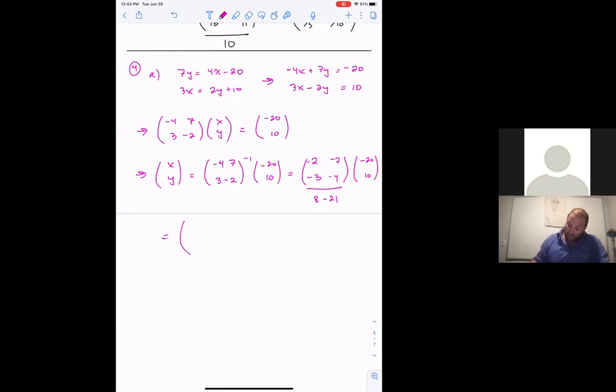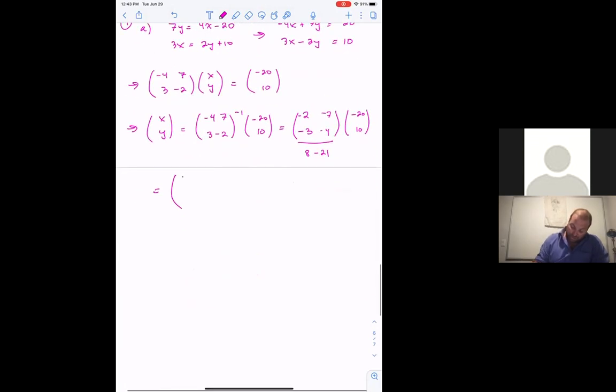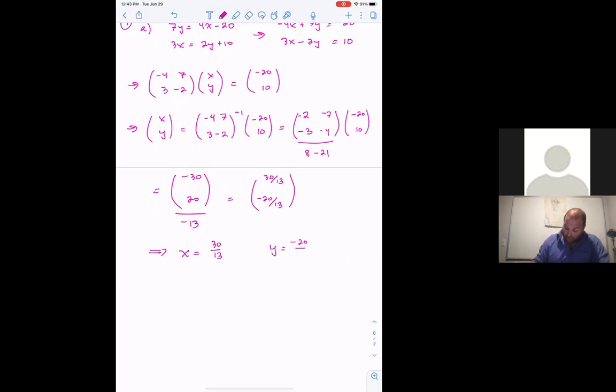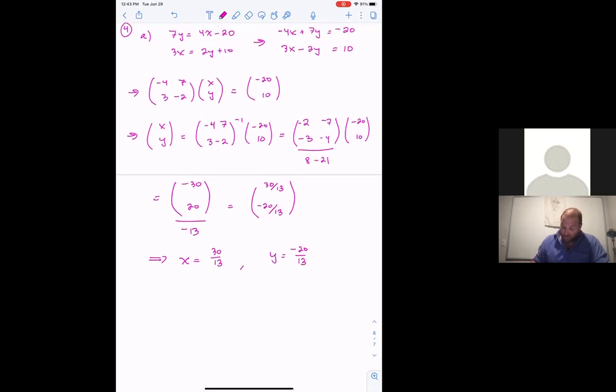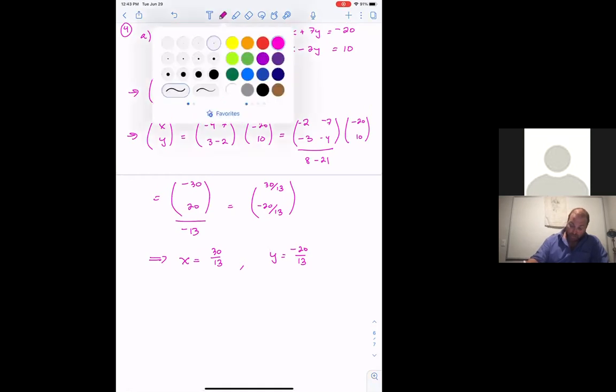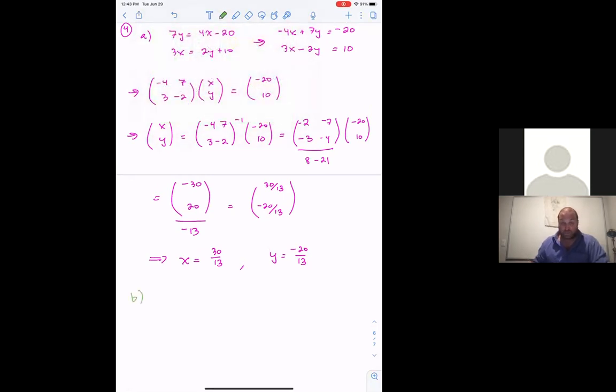So 40 minus 70 is negative 30, and 60 minus 40 is 20, over 8 minus 21, which is negative 13. So the answer should be 30 over 13 and negative 20 over 13. In other words, because we're solving for x and y, let's be very explicit: x equals 30 over 13 and y equals negative 20 over 13. And when in doubt, you can always go back and check by plugging them into the original problem and seeing if you get the right answer.